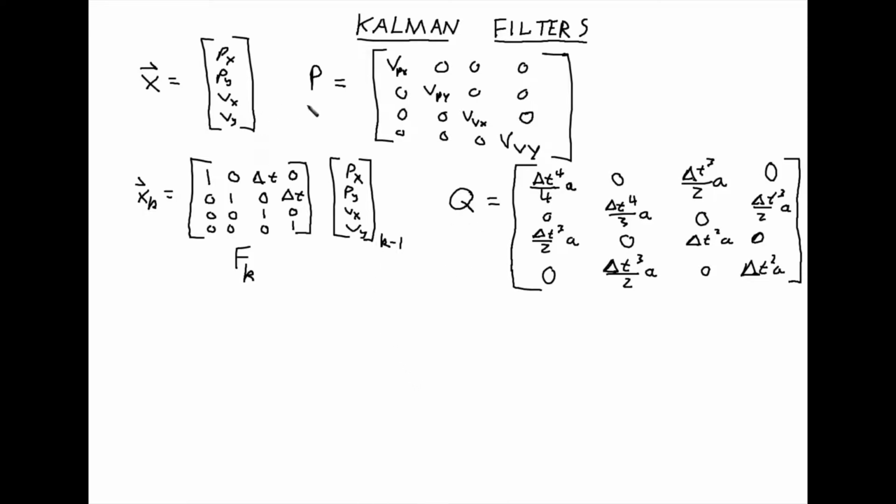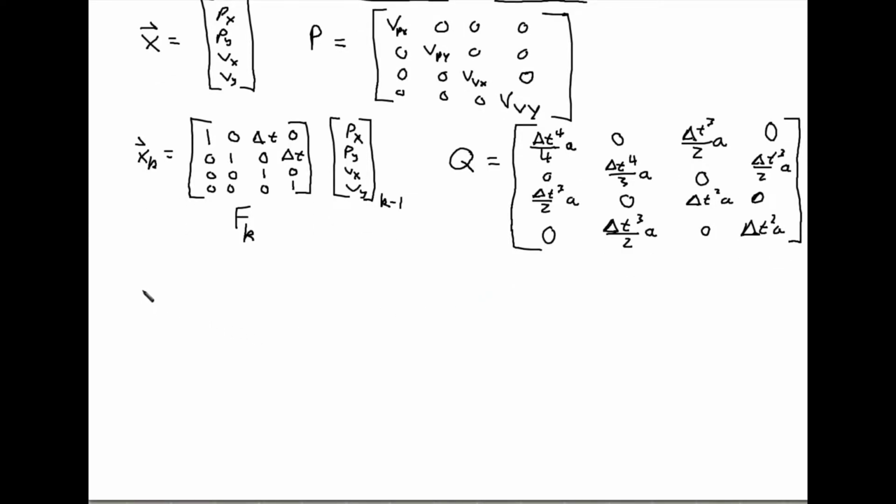So once we've got these pieces well defined, then the prediction step is pretty simple. We can say that our state at time k, that we're trying to estimate, is going to be F sub k times x sub k minus 1. So this is our state transition matrix multiplied by our previous state.